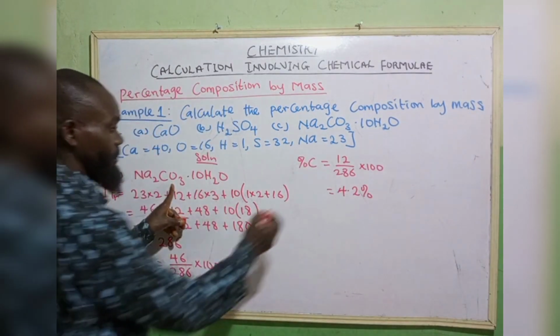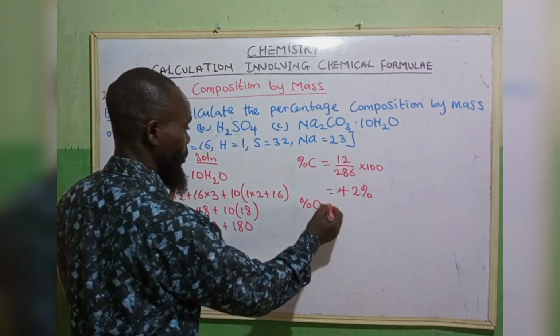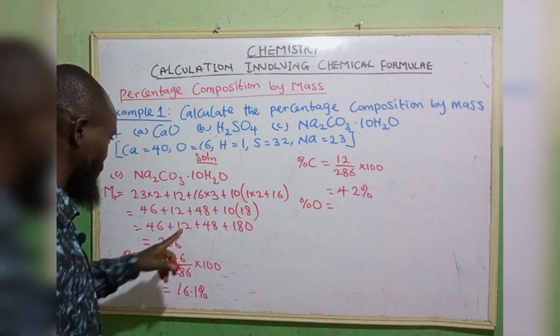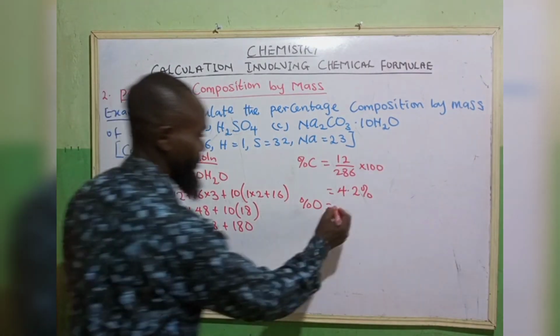Likewise, oxygen. Percentage of oxygen will equal mass of oxygen in this calculation, that is 48.